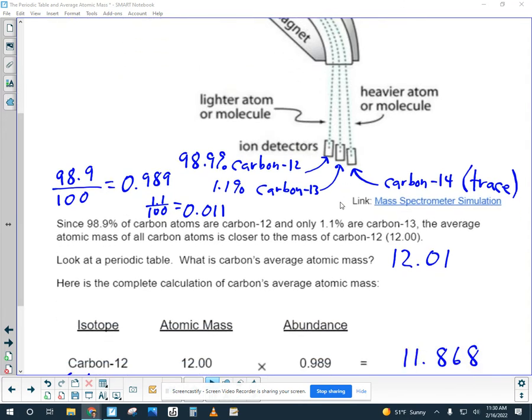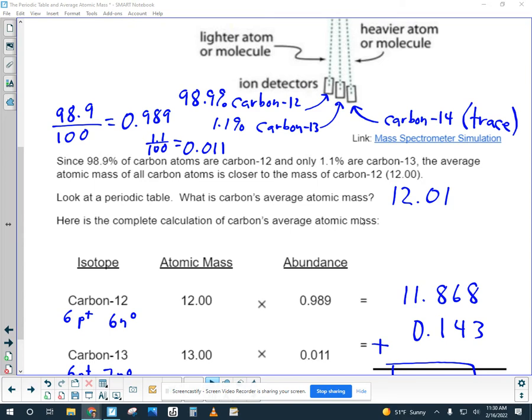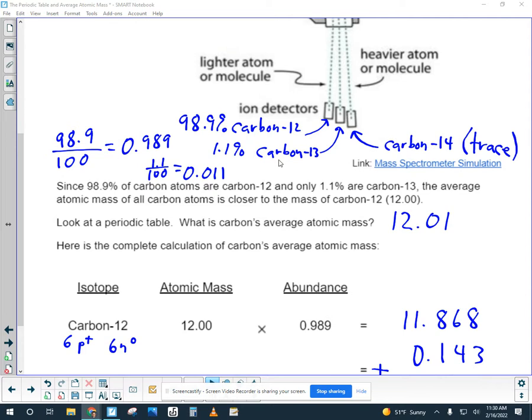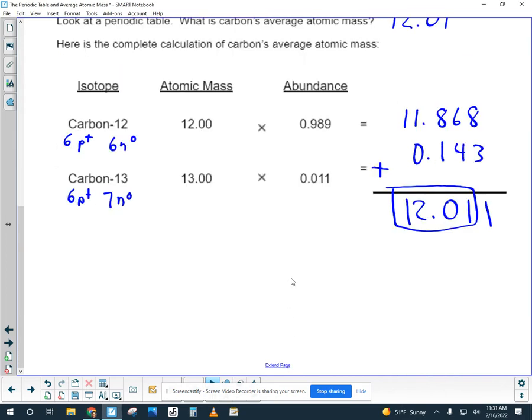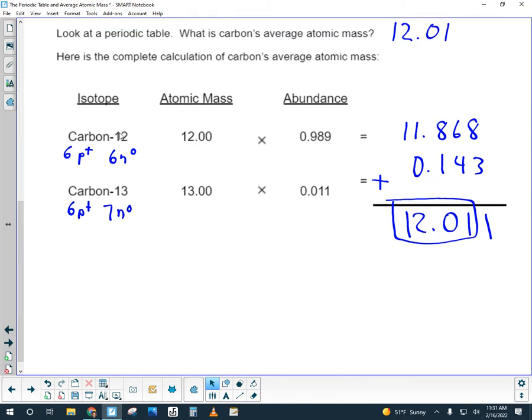So when we look at the periodic table and we see carbon's average atomic mass is 12.01, it's really a weighted average of the two isotope masses, and it's weighted by abundance. So the way that we calculate that is we take the mass of that particular isotope times its abundance as a decimal value, so not as a percent, but as a per 1 ratio. We multiply those together, atomic mass times the abundance. This is the abundance equivalent to 1.1%.